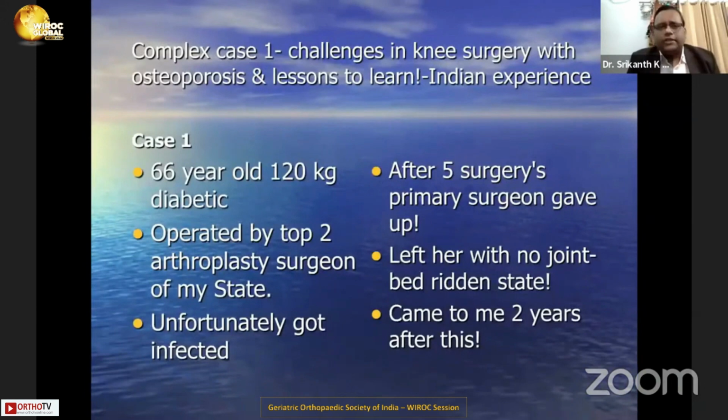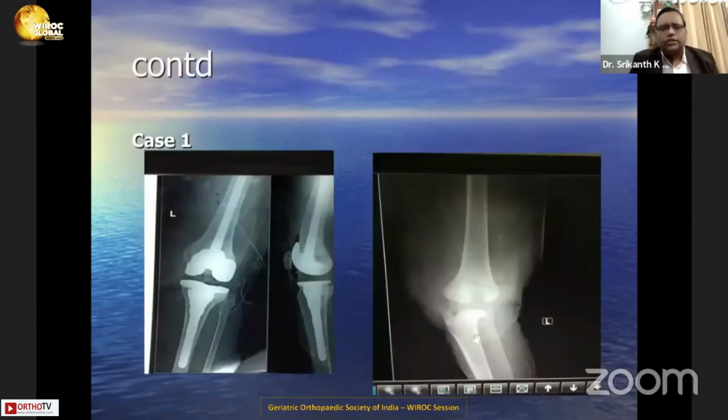So coming to some examples, this was a 66-year-old lady, 120 kg, diabetic, operated by the top arthroplasty surgeon of my state. Unfortunately, it got infected. After 5 surgeries, the primary surgeon gave up. She was left with an excision arthroplasty, and hence she was bedridden. Her relatives came to me 2 years after this. She came with the picture on the right-hand side.